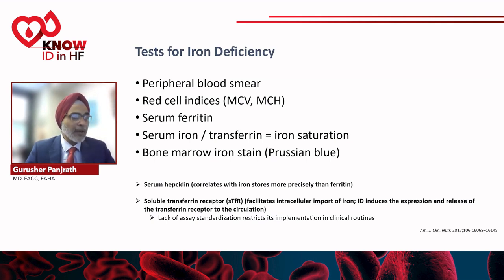Now, there are other experimental or underlying physiological markers, such as serum hepcidin, but because of lack of standardized assays or availability of the standard assays, that's not easily possible. Also, it is an acute phase reactant. And then more and more studies have shown that soluble transferrin receptor is a very sensitive marker for iron deficiency in heart failure. However, again, because of lack of standardized assays being available, this is not available in clinical practice for now.